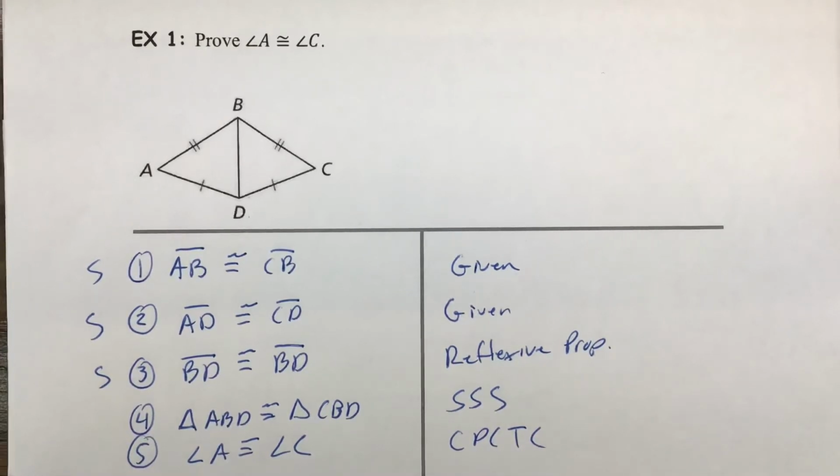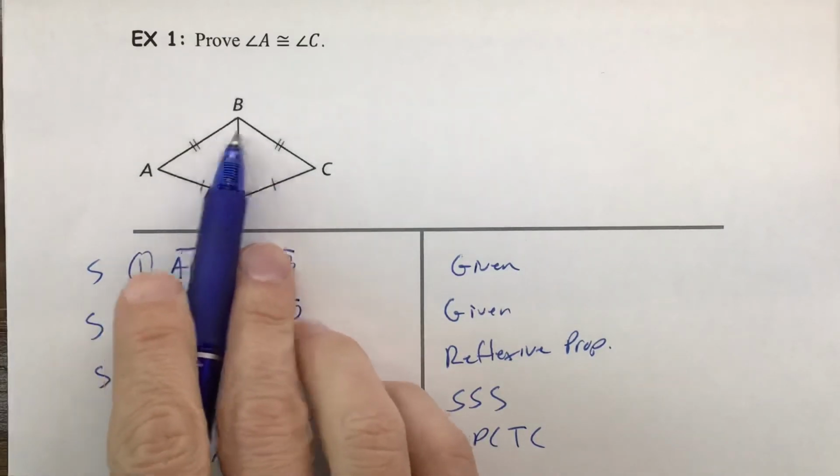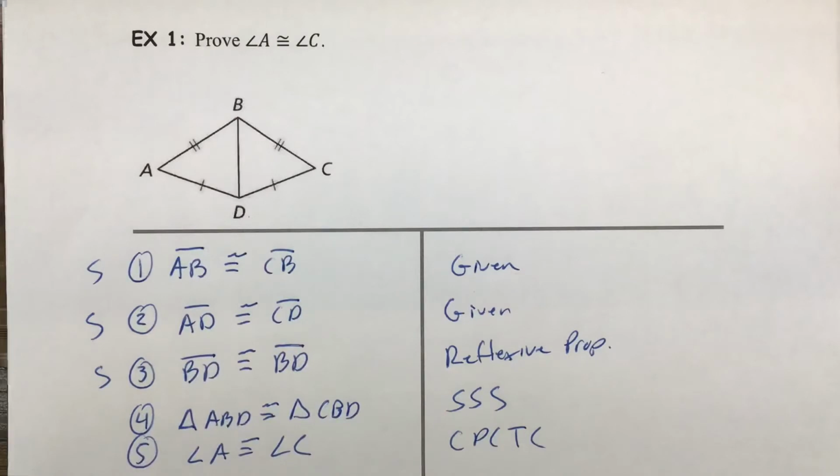What we do is we prove that the triangles are congruent using the information that we have in a shortcut, and then we can state any of the remaining pieces, which could be angles A and C, or maybe the angles up top here or at the bottom. We can then state that those are congruent because they would be corresponding parts of congruent triangles.